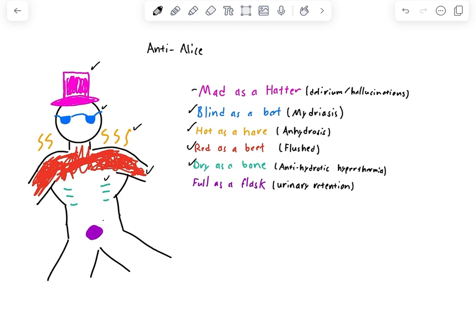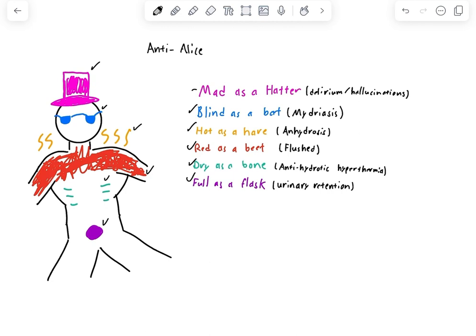And then finally, in the purple here, this is going to represent full as a flask. So this patient will be experiencing urinary retention. And to go along with it, patients who have overdosed on anticholinergics also will have decreased bowel sounds. And I think that makes sense. So you can't pee, you can't poop. Kind of the same thing there.